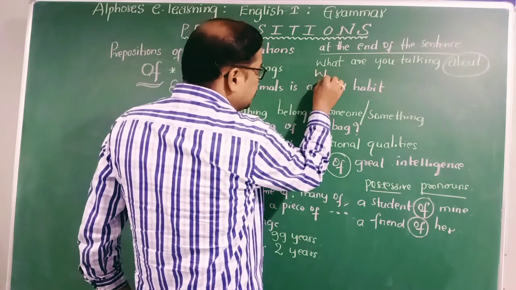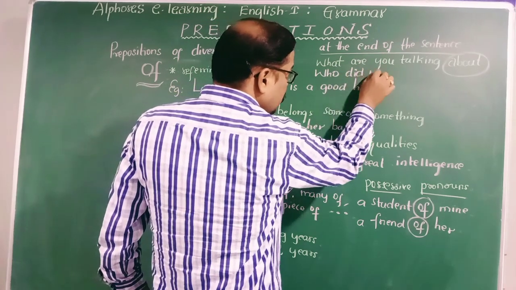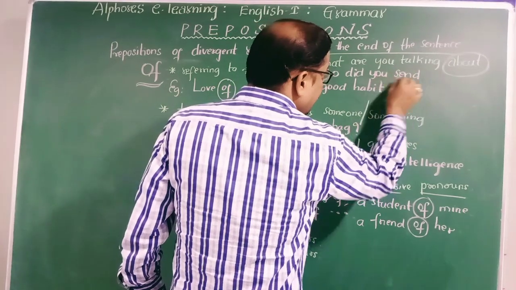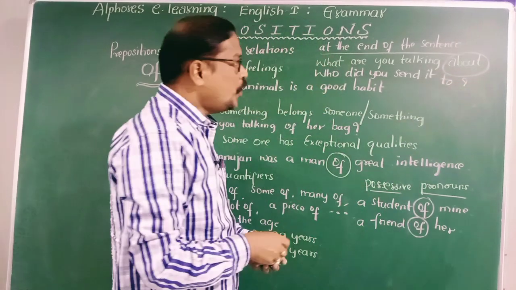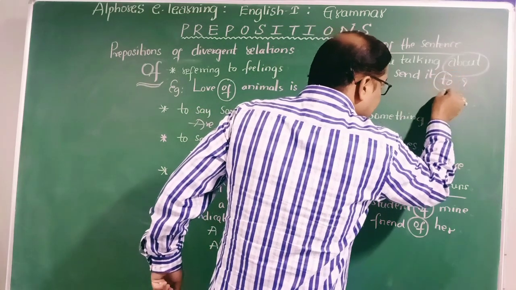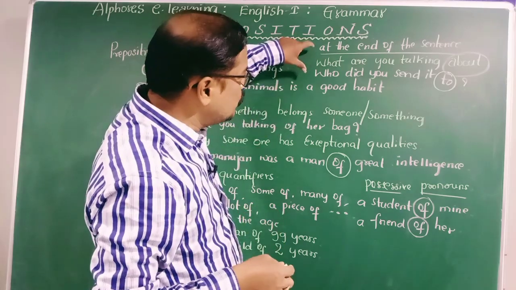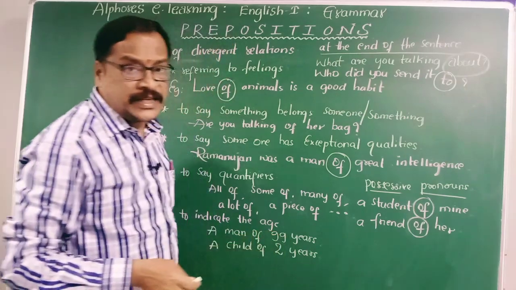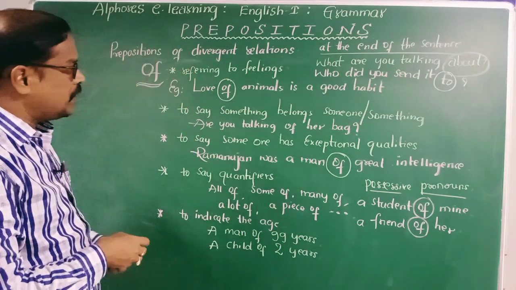Who did you send it to? This is also a preposition. The sentence ends with a preposition. Of course, these two are interrogative sentences. Okay. The sentence ends with a preposition. Okay. Just have a glance, dear students.